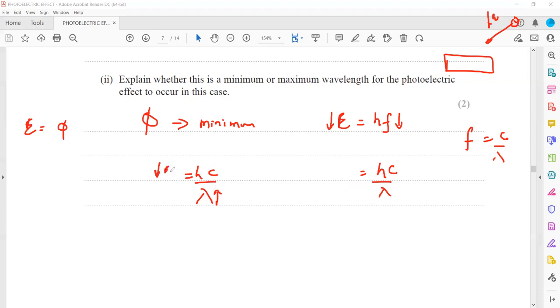But if the energy is the minimum, what about the wavelength? The wavelength is the maximum, because if we further increase the energy, the wavelength will decrease. The energy of the photon is inversely proportional to wavelength. So if energy is the minimum, the wavelength is the maximum. This is the maximum wavelength, maximum lambda, needed to remove the electron. Is this part clear, that a maximum wavelength is needed to remove the electron from the metal surface?